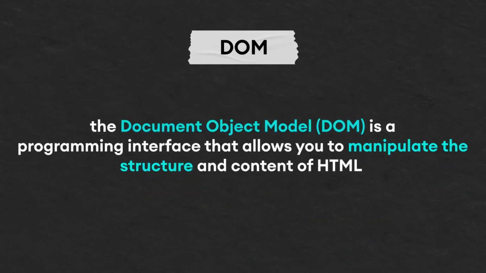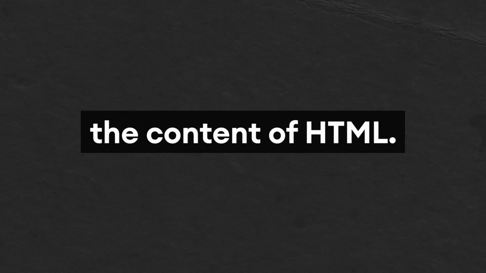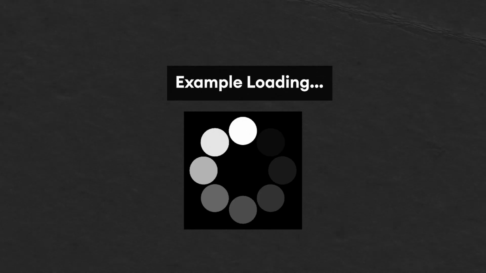In JavaScript, the next thing we have is DOM. DOM stands for Document Object Model. It is a programming interface that allows you to manipulate the structure and content of HTML. It would be better if you go through an example to understand DOM.